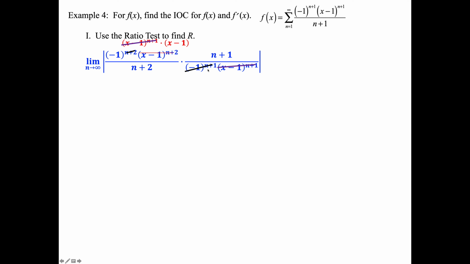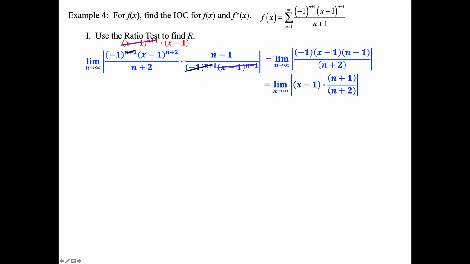Next, we can cancel our negative 1 to the n plus 1 and the negative 1 to the n plus 2. There'd be one negative left over, so we'll leave that there. And so here's what we have it simplified to. The limit as n approaches infinity of the absolute value. Again, remember we said group the n's together as one factor, group your scalar factors and your x expression as another. Well, the negative 1 is going to disappear because the absolute value of negative 1 is 1, so we don't need that anymore. Then let's take the limit as n approaches infinity here.